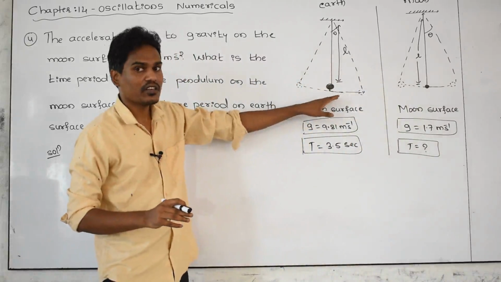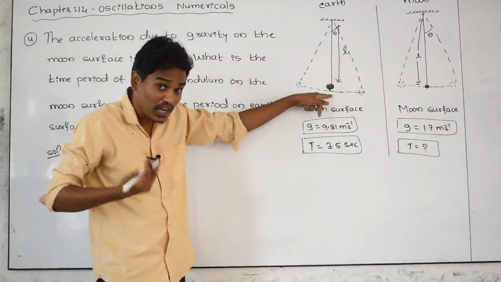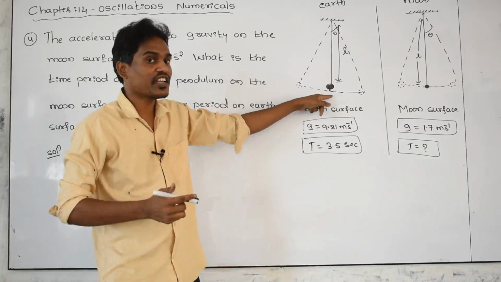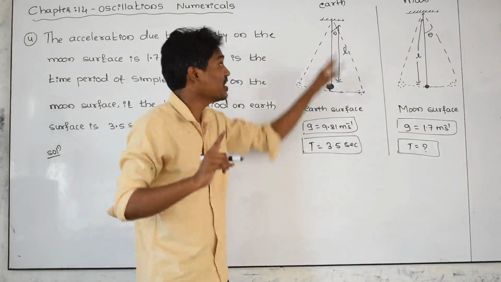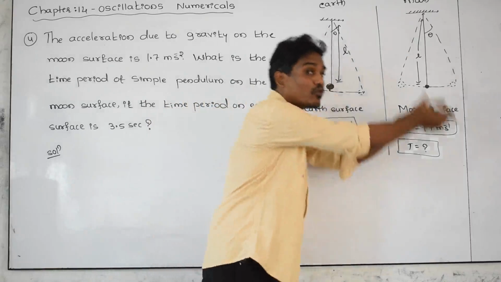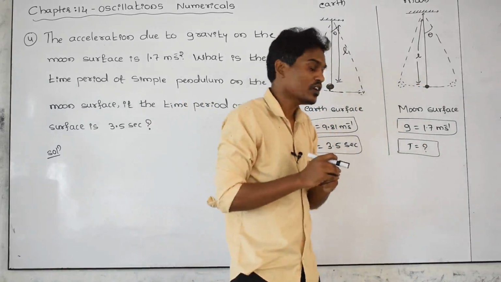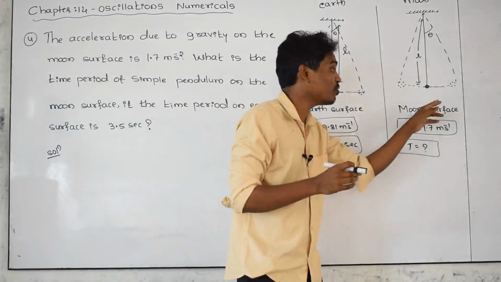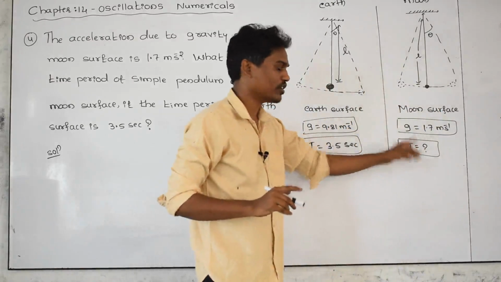A simple pendulum is there on the earth surface. Whenever it is in simple harmonic motion, it takes 3.5 seconds to complete one cycle on the earth surface. But if you take the same pendulum to the moon surface and do the experiment there also, what is the time taken by the pendulum to complete one cycle on the moon? That is what you need to find out.